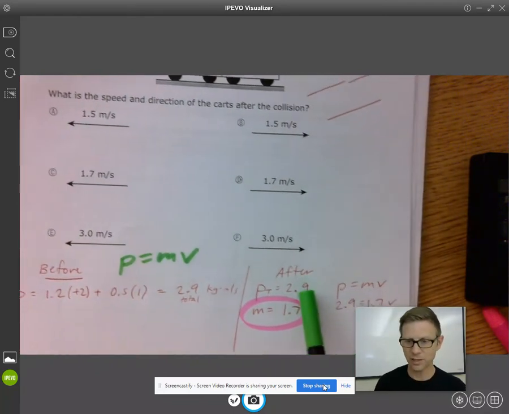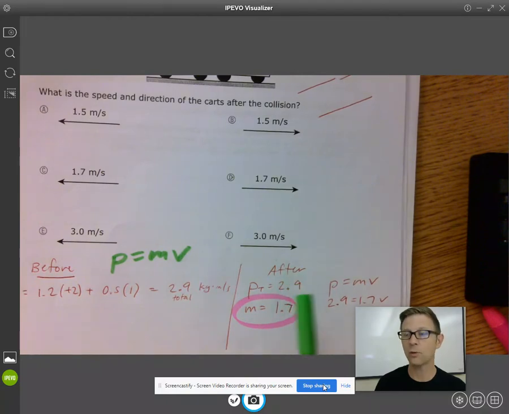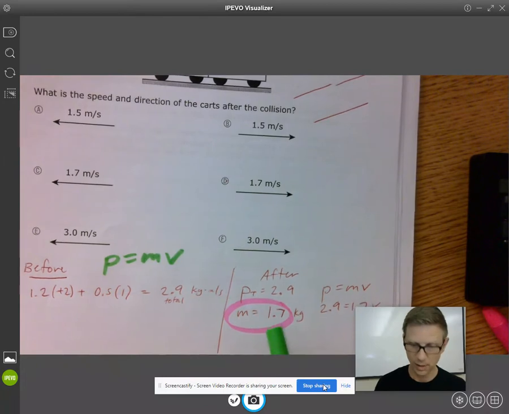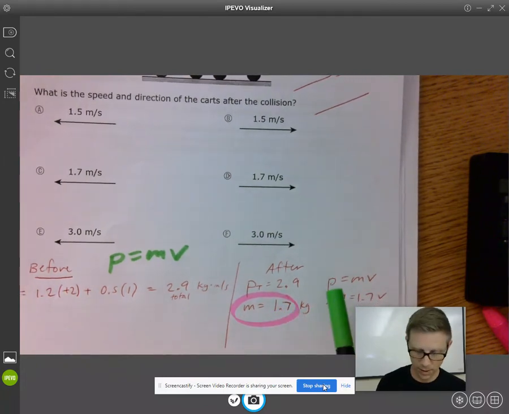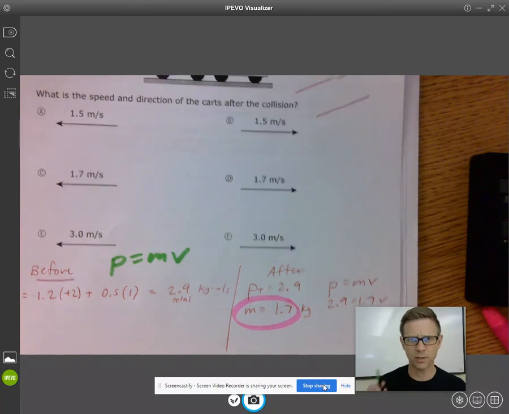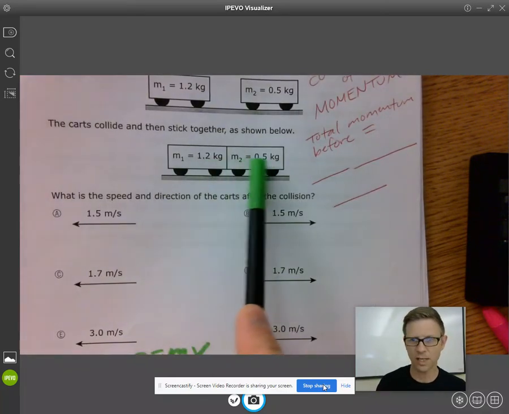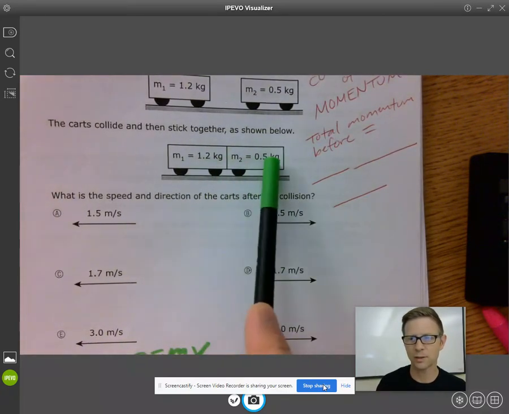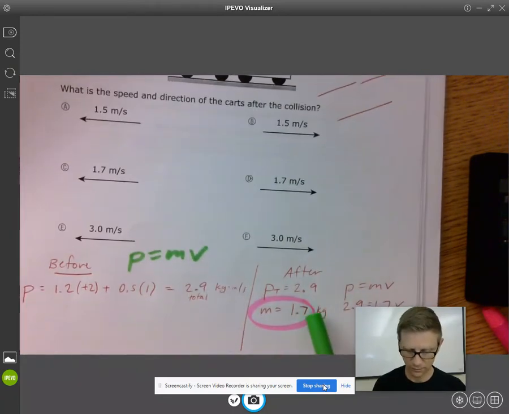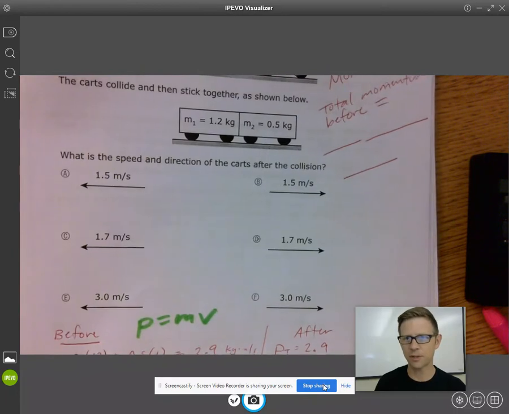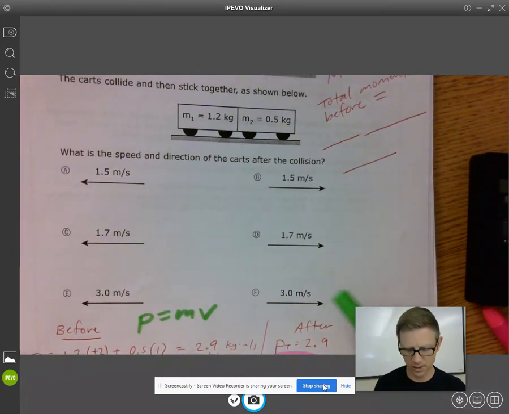So then I know the total momentum after has to be 2.9. The mass is 1.7, so I'm going to plug in the mass. The mass 1.7, what are you talking about? Well, when they stick together, they become one object with a larger mass. 1.2 plus 0.5 is 1.7. That's the part that people are going to get stuck on and just rewind the video and hear those explanations again. Why is that 1.7?